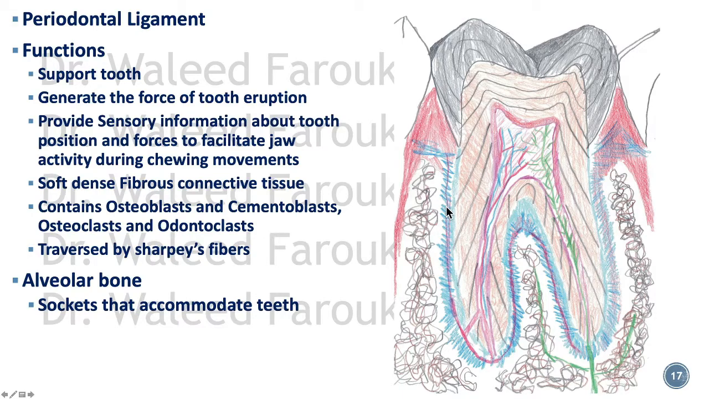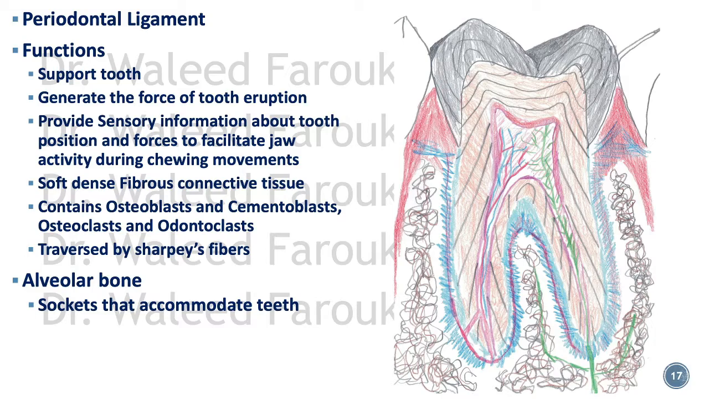The periodontal ligament is also traversed by the Sharpey's fibers. Now, this ligament is vital because it stimulates or encourages the growth of tooth. And it's sensitive. It changes its thickness according to the way the person is chewing his food. It's sensitive to the position and forces applied to the tooth.